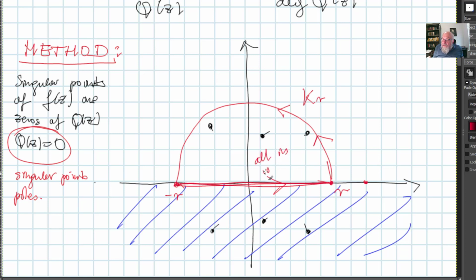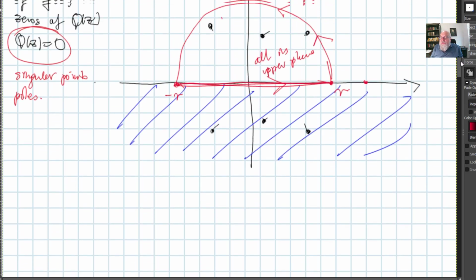Upper plane, all singularities in the upper plane. So these are here. Now I say, okay, I have this function f of z, so I can check it out. What do I have? Let me write it down.